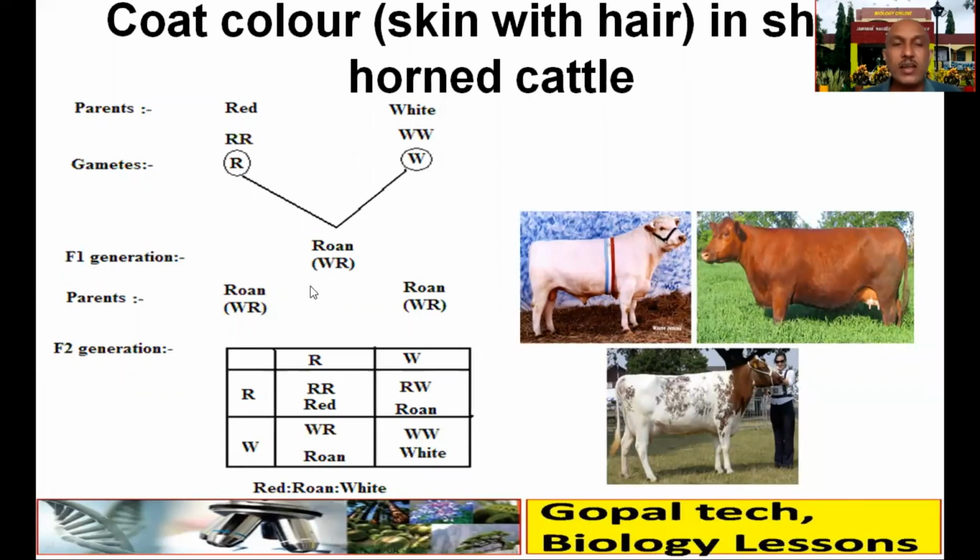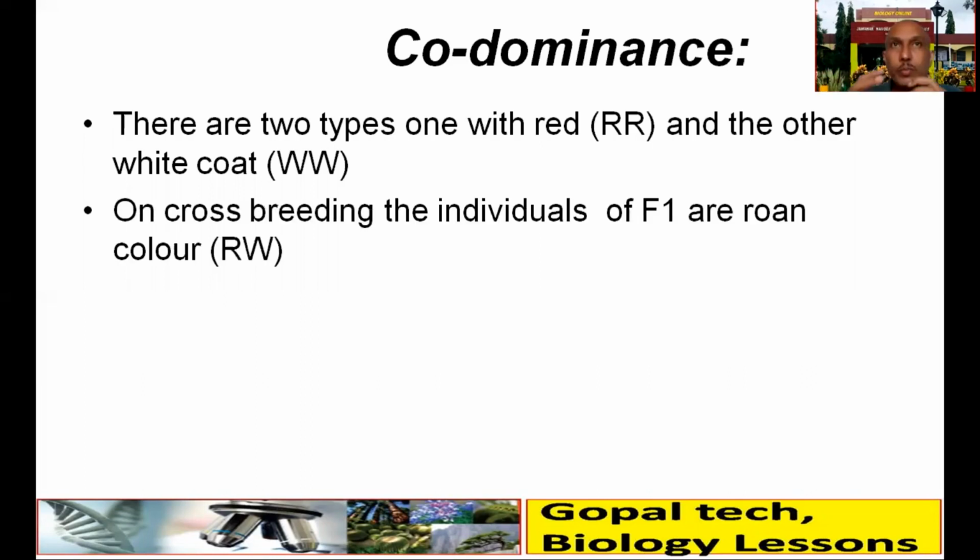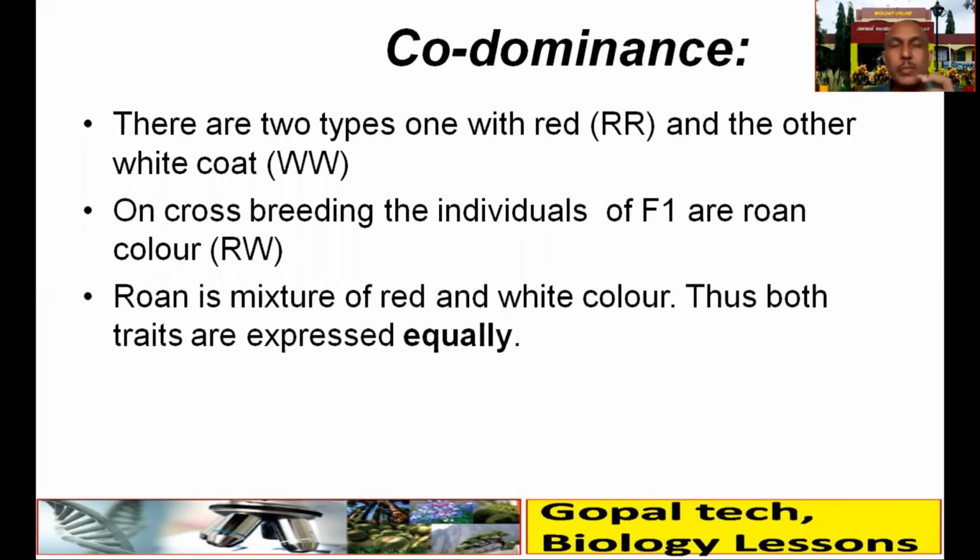In F1 generation, when they are again crossed या self आप बोलेंगे, so here according to checkerboard, see red, roan or white. Red 1 out of 4, roan 2 out of 4, and white 1 out of 4. So 1:2:1. Now, so there are two types, one with a red and other with a white coat. On crossbreeding, the individuals of F1 are roan color, that is RW. So here roan is a mixture of red and white. Mixture दोनों है, okay? Intermediate नहीं है. Red color के भी patches है, white color के भी patches है. Thus, both traits are expressed equally.